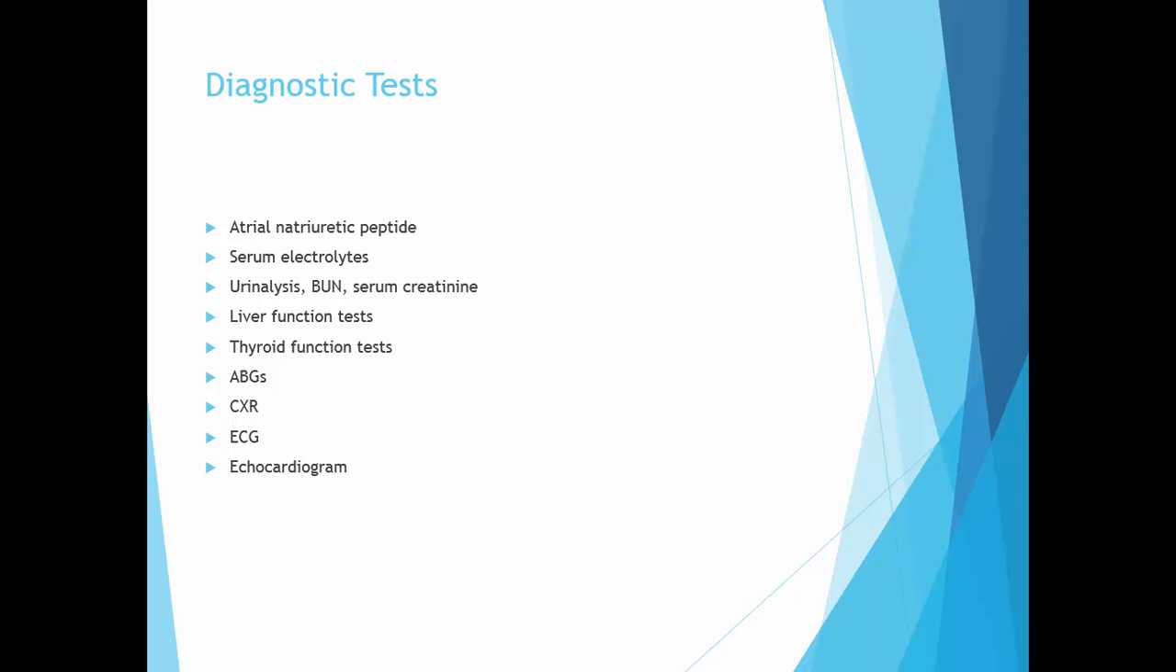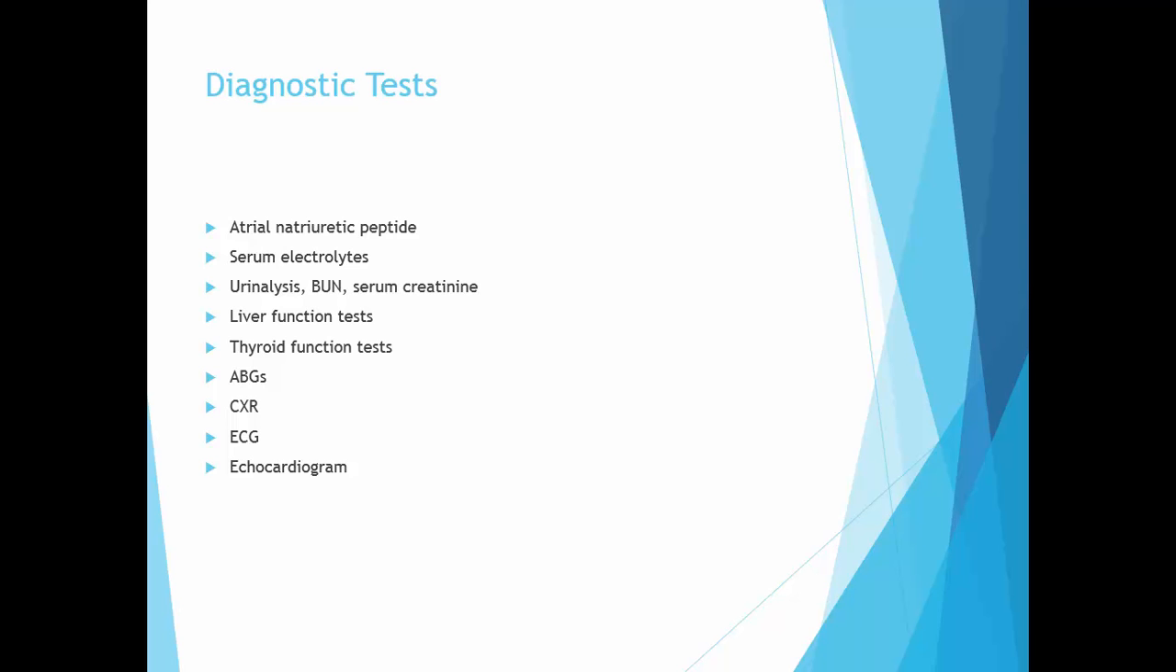So diagnostic tests: your atrial natriuretic peptide. There's also a brain natriuretic peptide, which is a BNP. So your ANPs and BNPs are hormones that are released by the heart in response to changes in blood volume. Serum electrolytes are done to evaluate fluid and electrolyte status. Urinalysis, BUN, and serum creatinine are used to evaluate renal function. Liver function tests evaluate heart failure effects on the liver function.